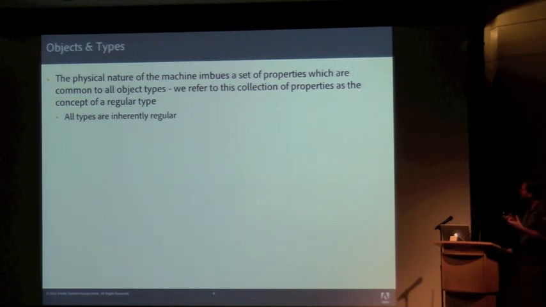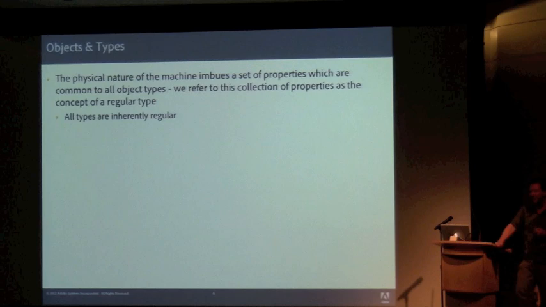So we refer to that common set of types as regular, and I assert, Dave Abrahams is here, keeps threatening to give me a t-shirt that says I'm a regular type. So I assert that all types are inherently regular, okay? Which means that if you're writing a type that's not copyable, it isn't that the type itself isn't copyable, it means that as a matter of policy, you're preventing it from being copied. Okay? But you could copy it.